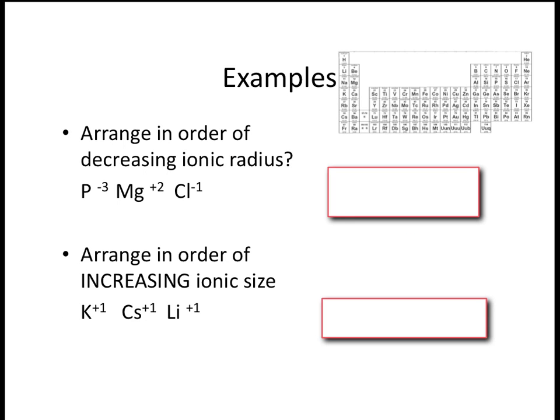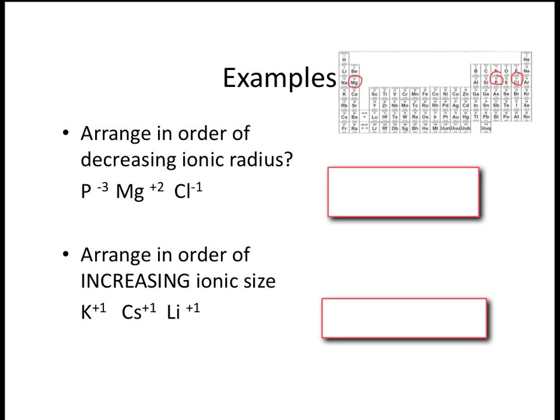Let's take a look at two examples. The first one says we're going to arrange in order of decreasing ionic radius, and they give us the phosphide ion, the magnesium ion, and the chloride ion. So let's go ahead and circle those. Got the phosphorus, the magnesium, and the chloride.